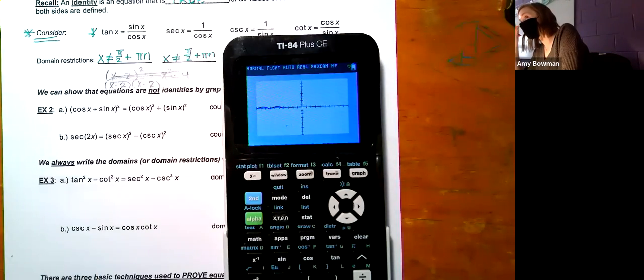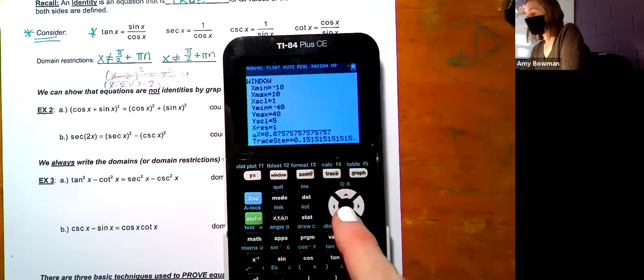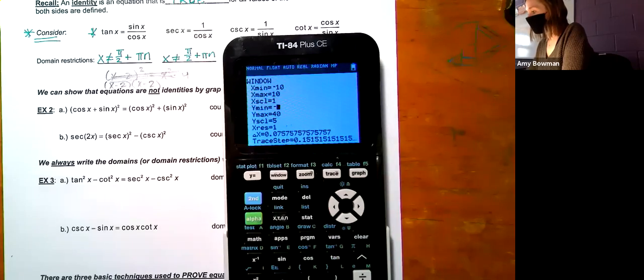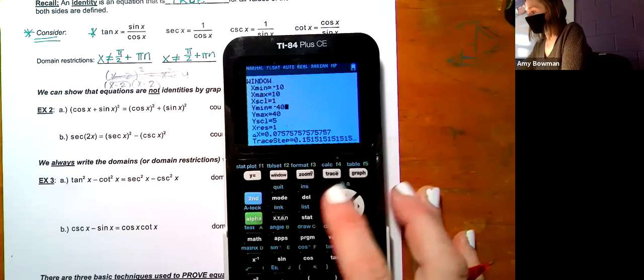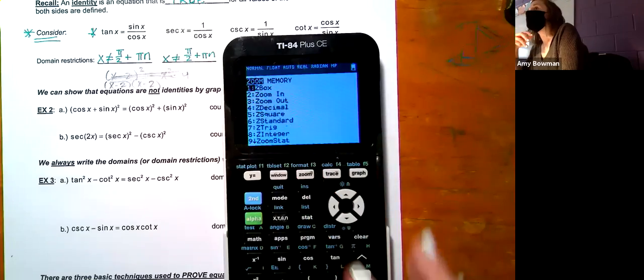So here's the first one, cosine of x plus sine of x, quantity squared. And then here comes the second one, cosine squared plus sine squared. That's interesting. Oh, it was up to 40. No wonder. Yeah, I did zoom 6. Here's cosine of x plus sine of x, quantity squared. And then here's cosine squared plus sine squared. What? That's just a horizontal line.